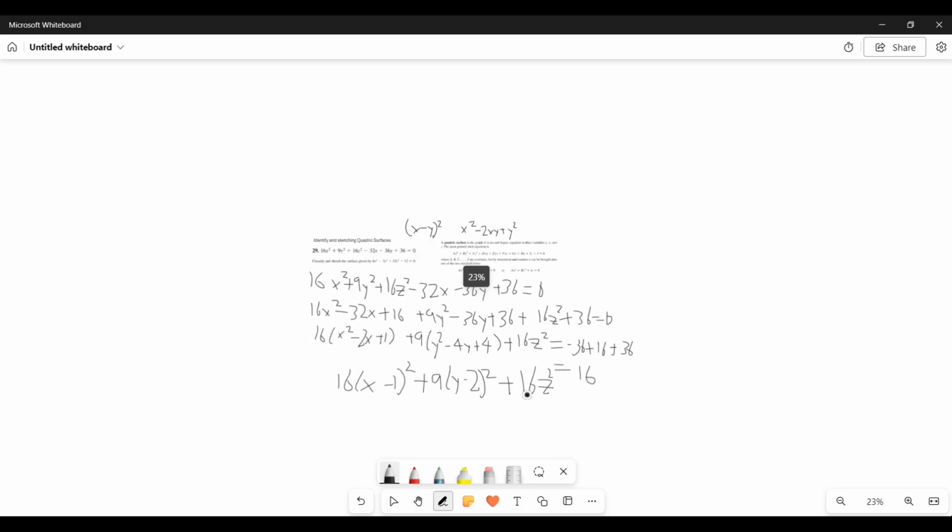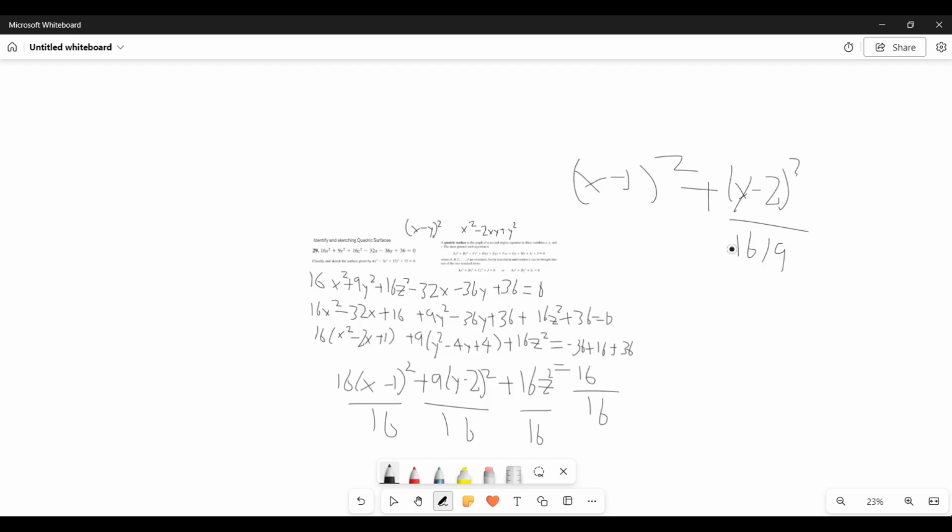Okay. So we want the right side to be 1, so we have to divide all sides by 16. So it's gonna be x minus 1 whole squared plus y minus 2 whole squared over 16 over 9, because this is 9 over 16, so if we divide on the bottom, it's going to become 16 over 9, plus z squared over 1 is equal to 1.